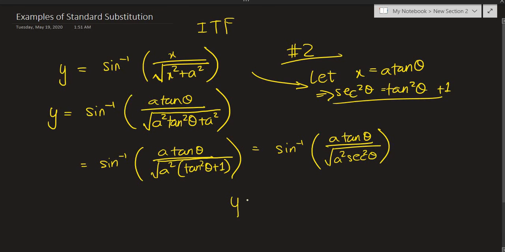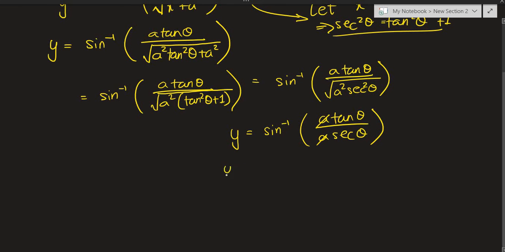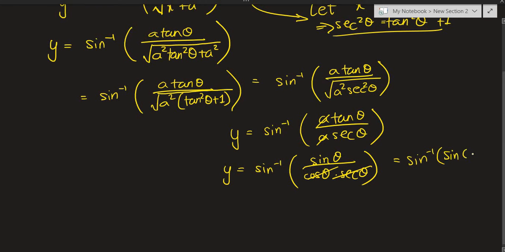Well, we can actually just get rid of the square root and the square. We end up with a times tan of theta divided by a times the secant of theta. The a's will cancel out, and so you finally have y equals the sine inverse. Why don't we write the tan in terms of sine theta divided by cosine theta, and we also have a secant theta in the denominator. But a secant theta is 1 over cosine, so that cancels out with this cosine, and you finally end up with sine inverse of sine of theta.